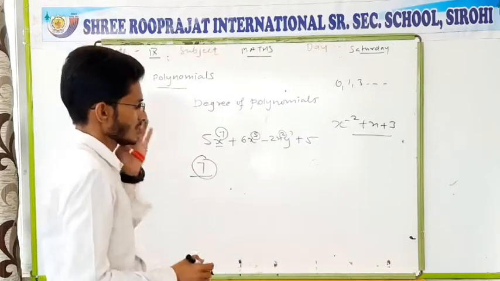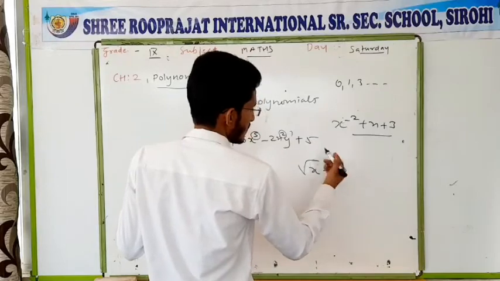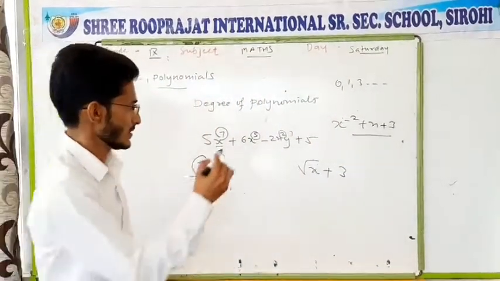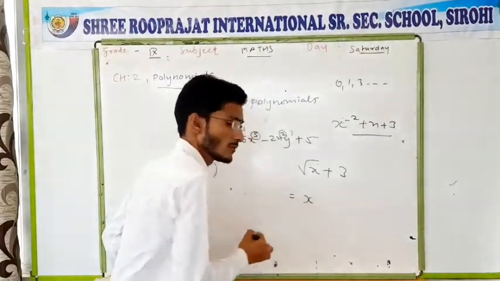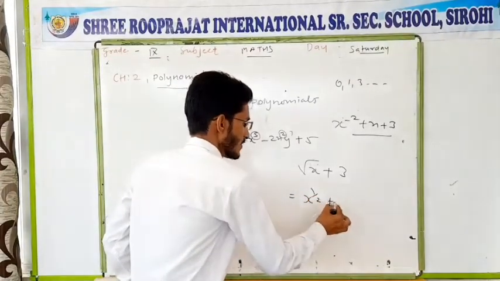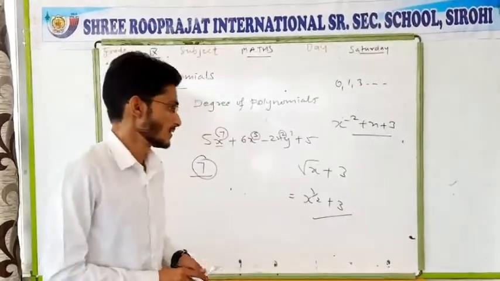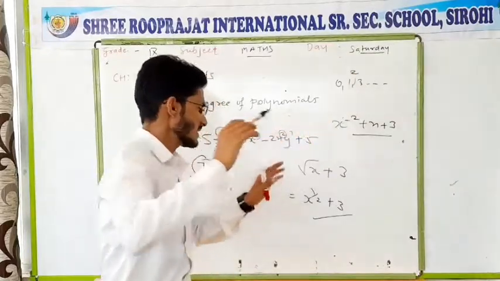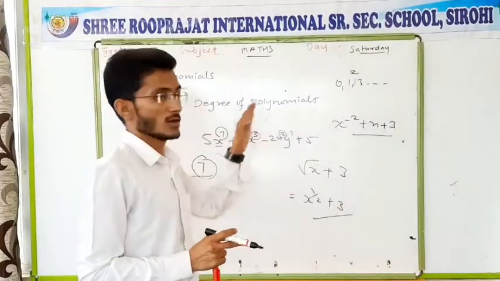One more thing, suppose root x plus 3 or root x plus 8 or anything. Is it a polynomial? Let's check. What is the meaning of root? The meaning of root is that the power is half. x to the power half plus 3. Is half a whole number? No. Whole numbers are 0, 1, 2, 3 and so on. So again, half is not a whole number, so root x plus 3 is not a polynomial.